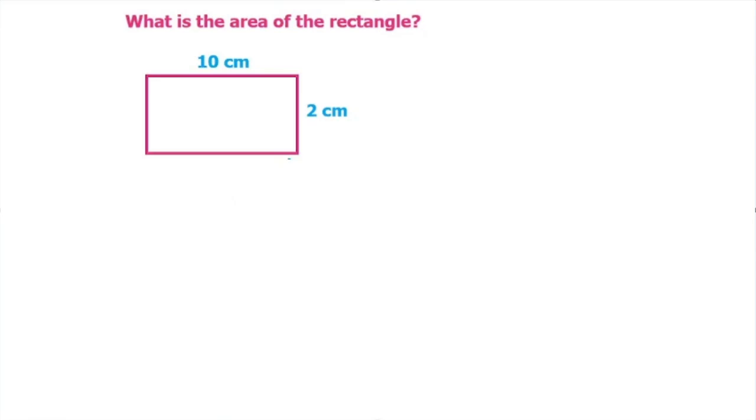In this video, we're going to calculate the area of a rectangle. So if we have a problem like this that says, what is the area of the rectangle? We have a rectangle with a side length of 10 centimeters and a width of 2 centimeters.